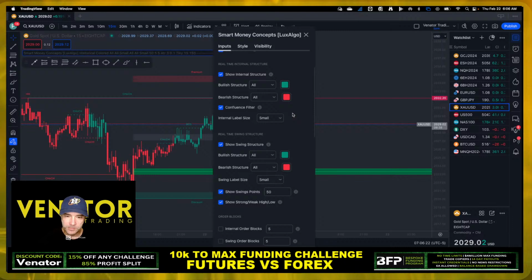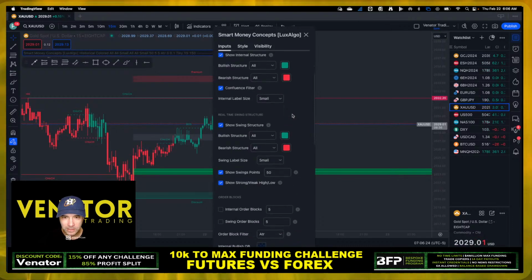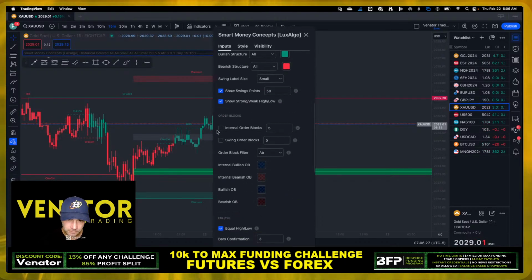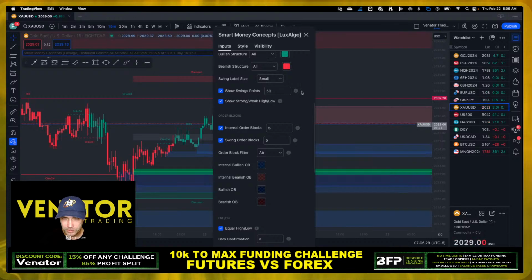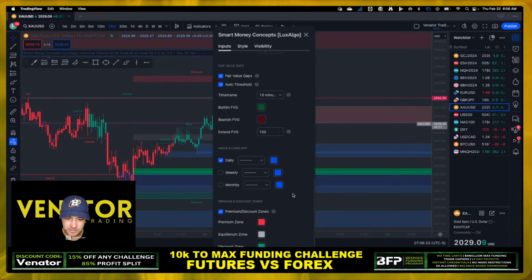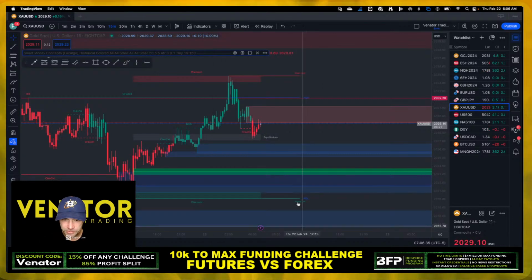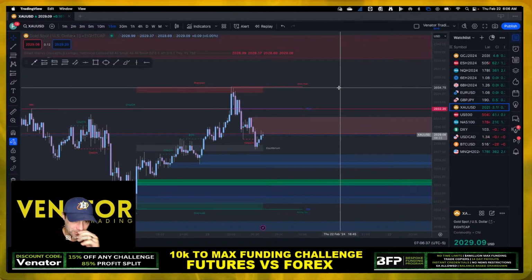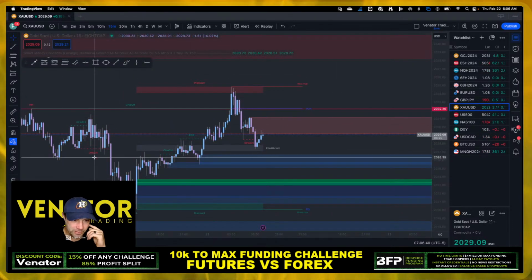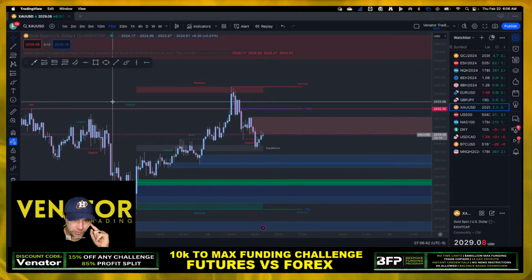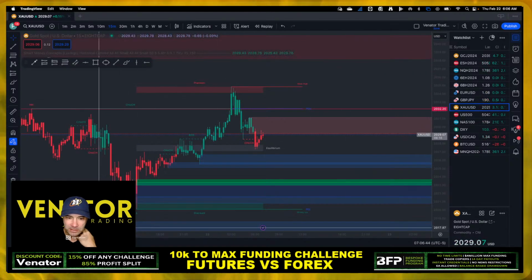It's pretty cool how you can put in what you want to see and what you don't want to see. Make it as cluttery or as uncluttery as you want, but it just lets you see kind of what's happening and what has happened, where the change of characters were, where the break of structures were, where your premium and discount level is.